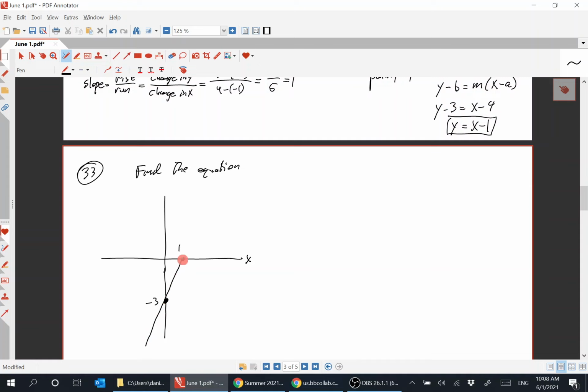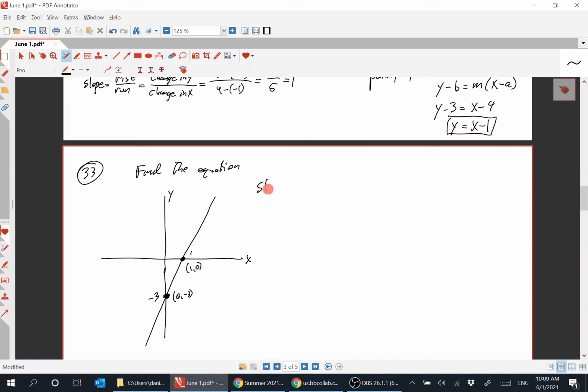So you can get an accurate graph of this line. Well, I've got the y-intercept. All I need is the slope. So to calculate the slope, I need to do that slope calculation. Now, what are the coordinates of this point? The x-coordinate is 1. What's the y-coordinate? 0, right? So this is actually the point (1, 0). This is the point (0, -3).